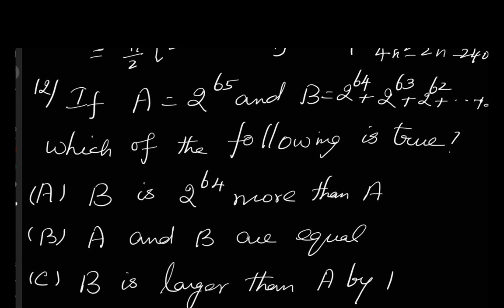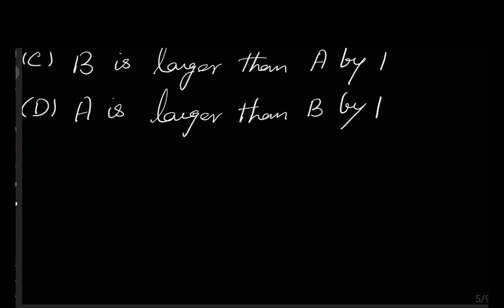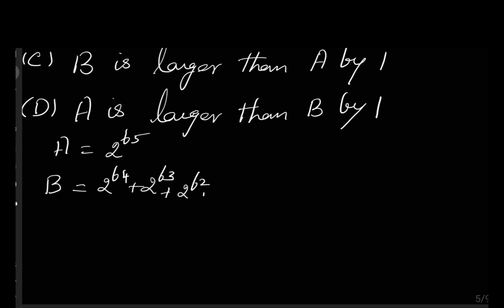First, let us simplify the given terms. See here, they given A is 2 power 65. You keep this as it is just. And B they given us 2 power 64 plus 2 power 63 plus 2 power 62 plus dot dot dot plus 2 power 0. Just you write reverse. 2 power 0 first you write, then 2 power 1, 2 power 2 dot dot dot 2 power 64.